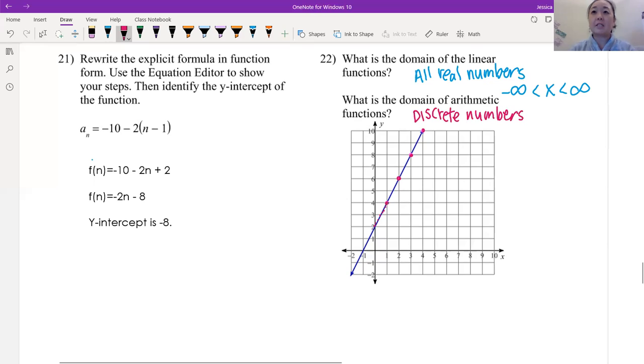Okay, so in this case, this would be 1, 2, 3, 4, discrete numbers. So usually 1, 2, 3, 4, etc. and so on forever. Are they negative? Usually not, right? Because when we talk about arithmetic ones, we start with the first term, then go to the second and third. We don't talk about the negative fourth term. We usually don't do that. All right, so that is the domain of linear functions and the domain of arithmetic. Okay, so that's what those are talking about.